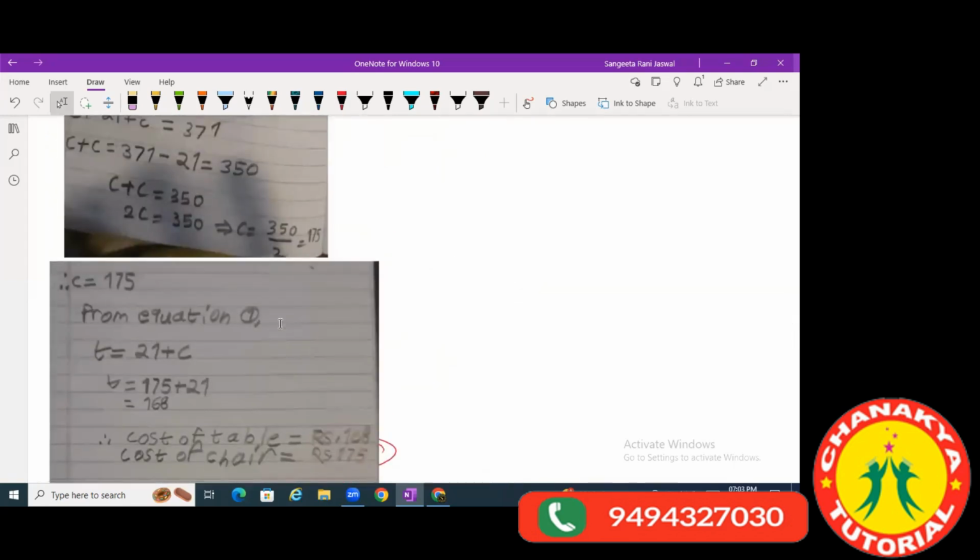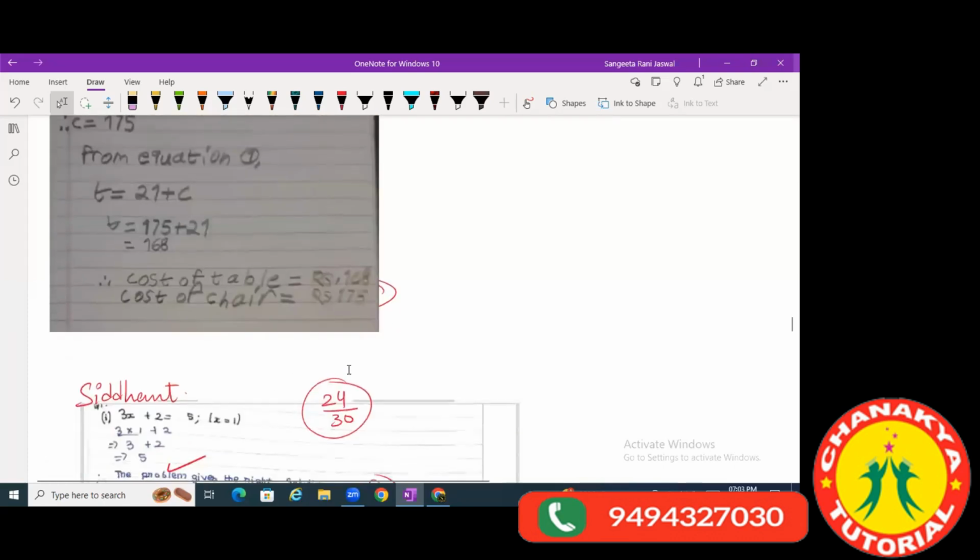I got 29 on 30. Yes, you got 29 out of 30. I only reduced 1 mark here. Why 29? Because when you are adding 21 with 175, you don't get 168. You get 196. Because when you are adding, you will get a higher number. You will not get a smaller number than 176. Okay, ma'am. Got it.